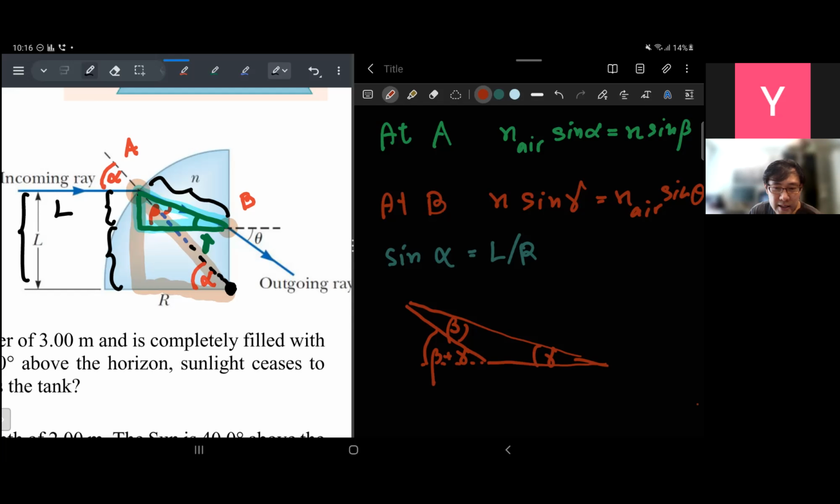I want to eliminate the sine beta and sine gamma. I thought I knew how, but it doesn't look like I will be able to. So let me stare at this for a few minutes. If I cannot figure it out, then I'm just going to stop here. Okay, let me think about this side.